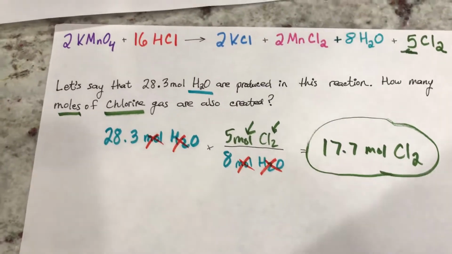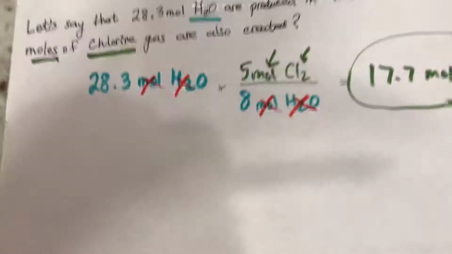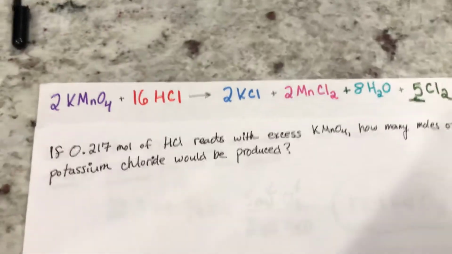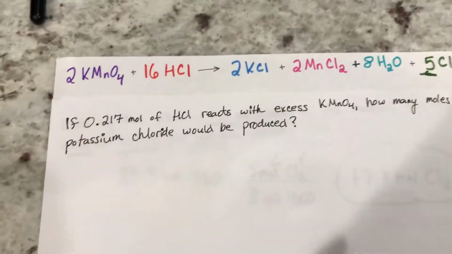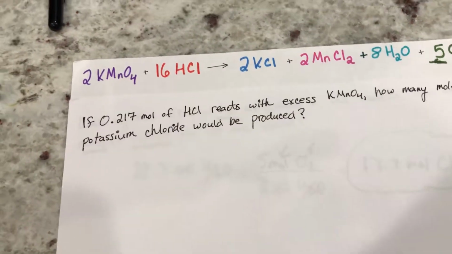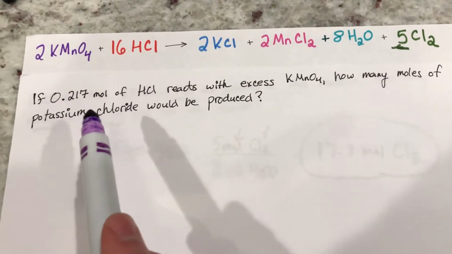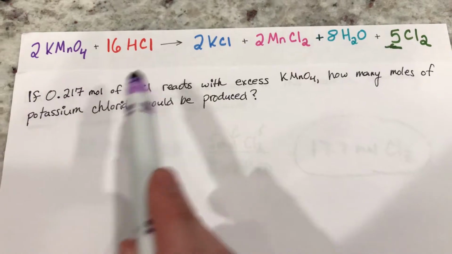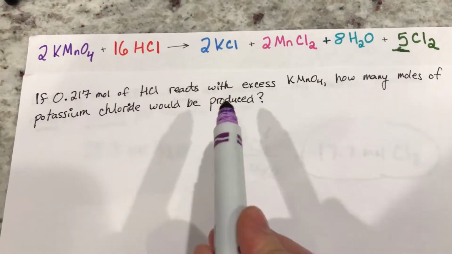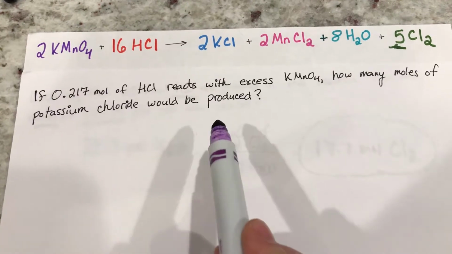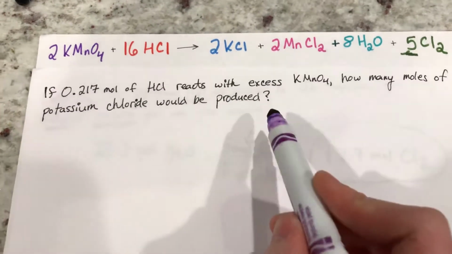But I want to look at another example because sometimes it can be a little weird. By weird, I just mean there's an extra word in there that you don't need to worry about. So let's take a look at this guy. Again, same balanced equation, doesn't matter. Let's say we have 0.217 moles of HCl, that's hydrochloric acid. This guy over here reacts with excess KMnO4. How many moles of potassium chloride would be produced? Oh no, excess.